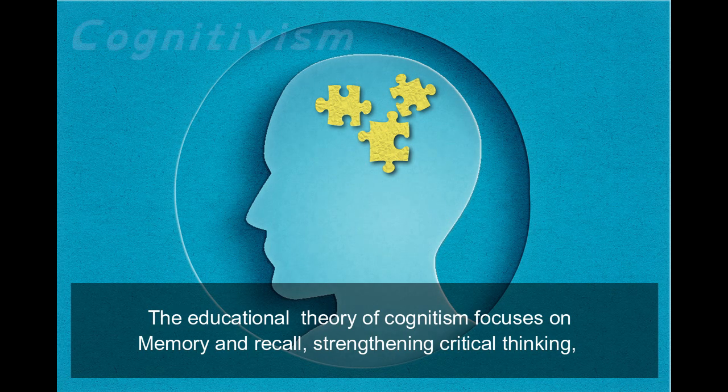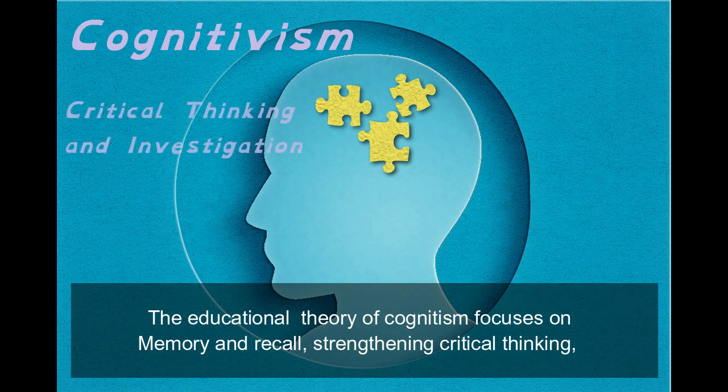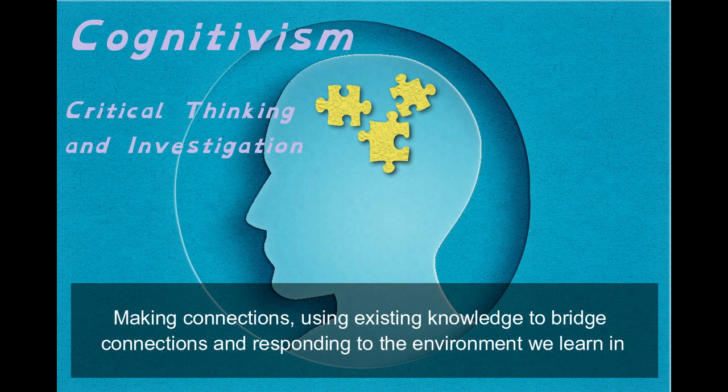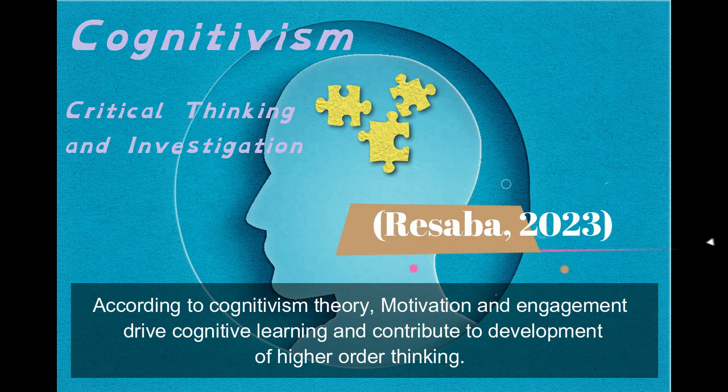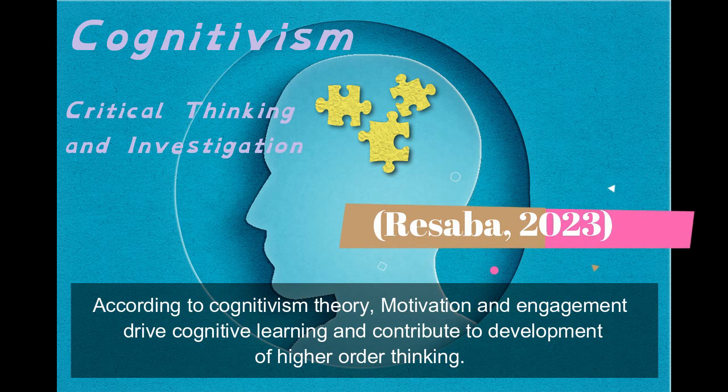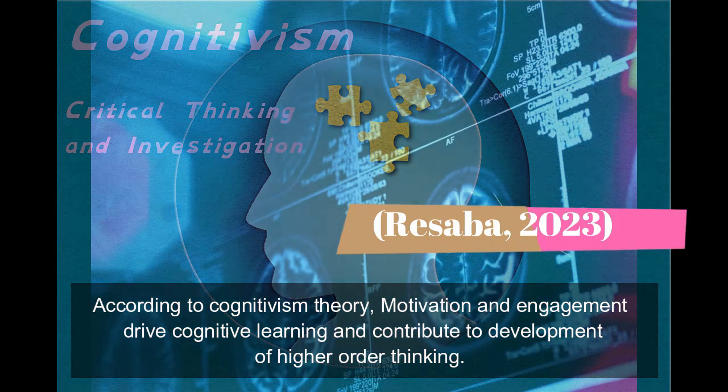The educational theory of cognitivism focuses on memory and recall, strengthening critical thinking, making connections, using existing knowledge to bridge connections, and responding to the environment we learn in. According to cognitivism theory, motivation and engagement drive cognitive learning and contribute to development of higher-order thinking.